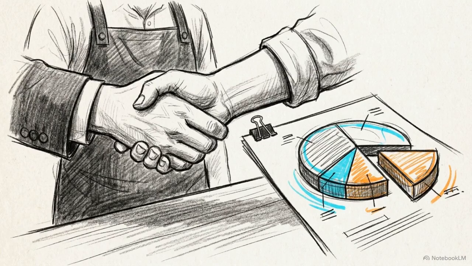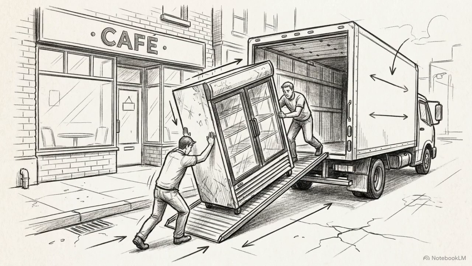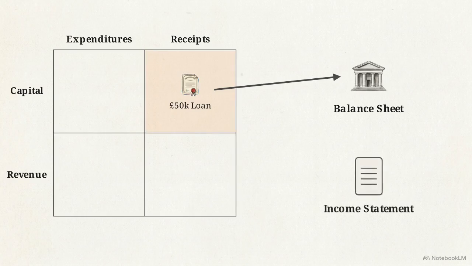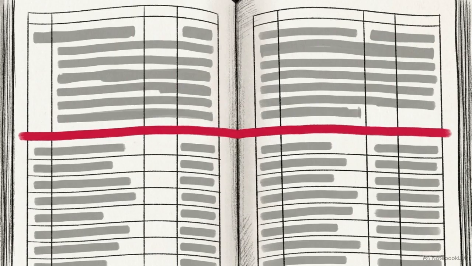Other examples include the owner injecting personal savings into the company in exchange for equity, or selling off an old, fully depreciated display fridge to a competitor. Because these funds are tied to long-term structure and financing, they are recorded directly on the balance sheet. These are massive cash inflows, but because they are structural, they completely bypass the income statement. This prevents a giant bank loan from artificially inflating your day-to-day profit calculations.